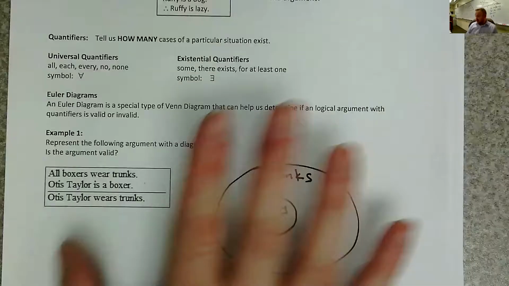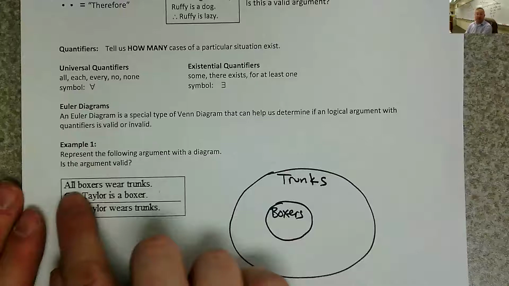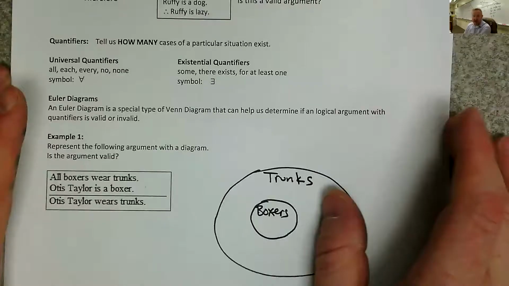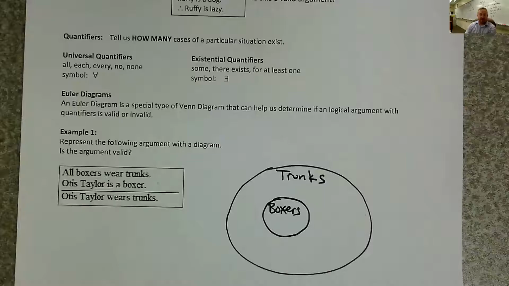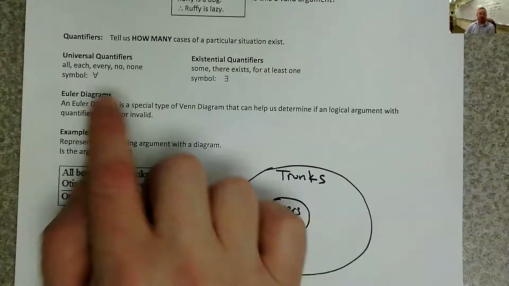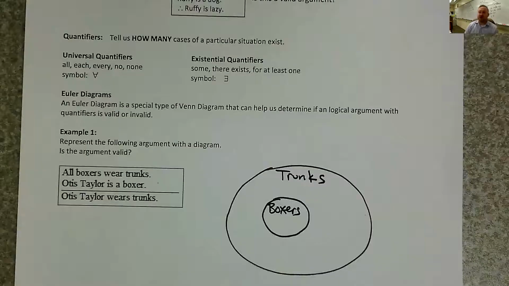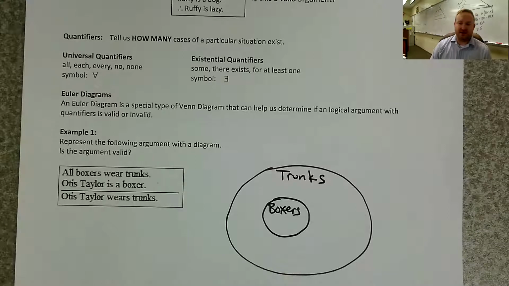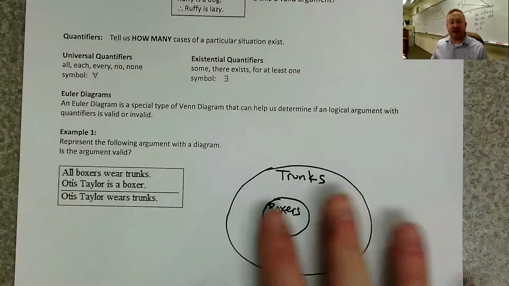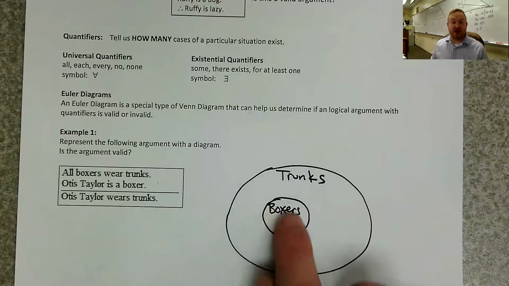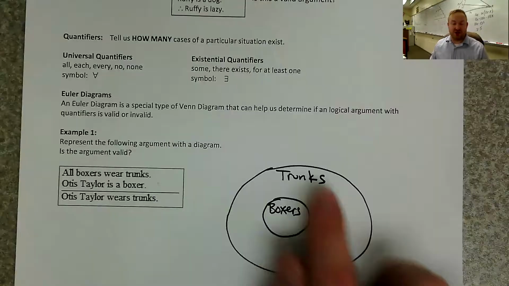So for instance, in my first argument here, you see all boxers wear trunks. Now to analyze arguments like this, we're going to use something called an Euler diagram, which looks very much like a Venn diagram. I mean, it really is a Venn diagram. It's just used for a different reason. So you can see here that I have a diagram that illustrates that every boxer wears trunks.